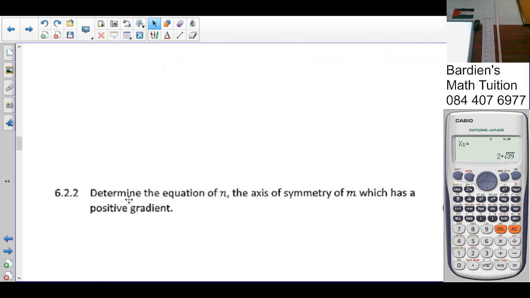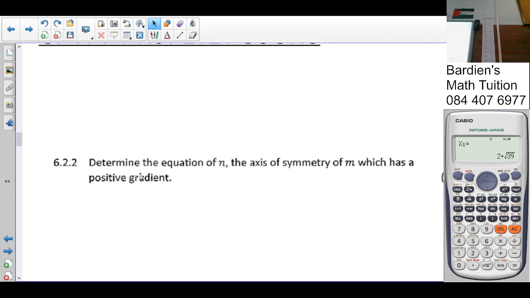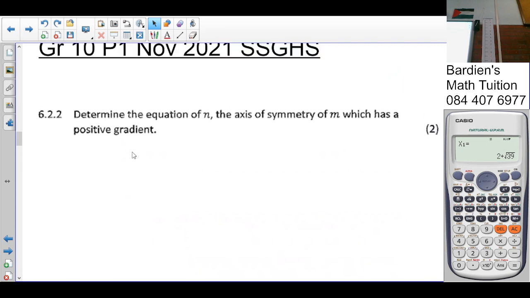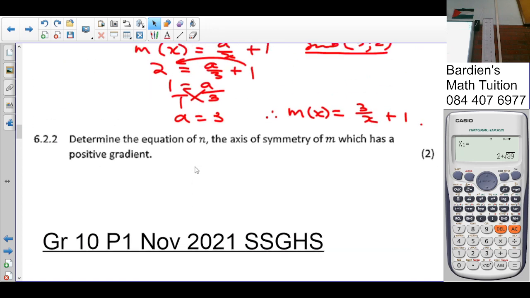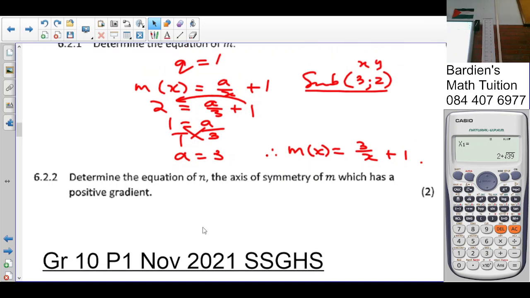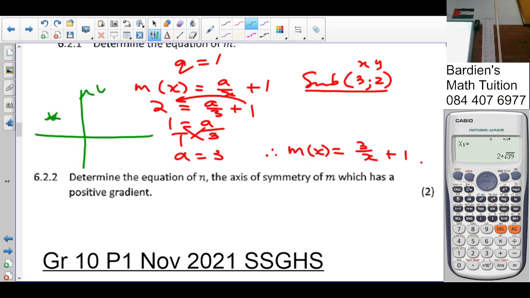Then the question says determine the equation of n, the axis of symmetry of m which has a positive gradient. You should have drawn this graph. The question was not to draw the graph, but if I should draw the graph, it's going to go through the y is equal to 1 here. So the graph is going to be in that quadrant, and it's going to cut in this quadrant at minus 3. Get your x-intercept, get y equal to 0.